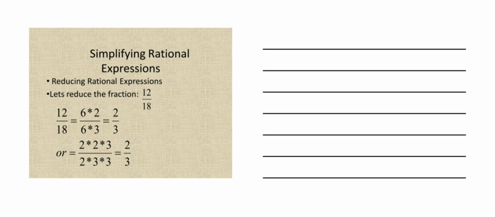Simplifying rational expressions. So, reducing rational expressions, let's reduce the fraction 12 over 18. Be aware, this is sort of a review. So we have 12 over 18. We can break it down into multiples.